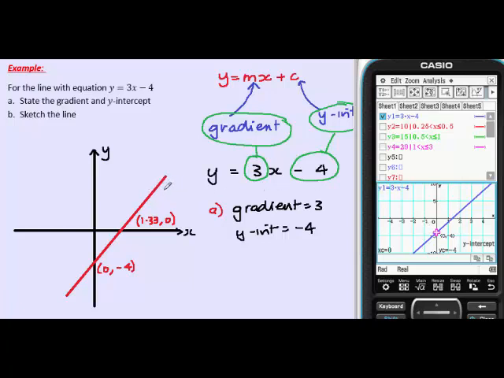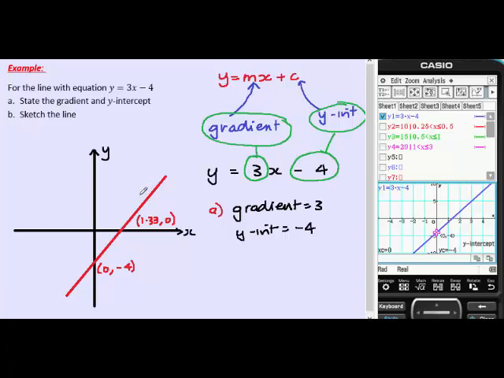And if I really want to make the examiner happy, I'll make sure I label my graph. So I'm going to call that y equals 3x minus 4. And there's the start for how to use the calculator to make a graph.